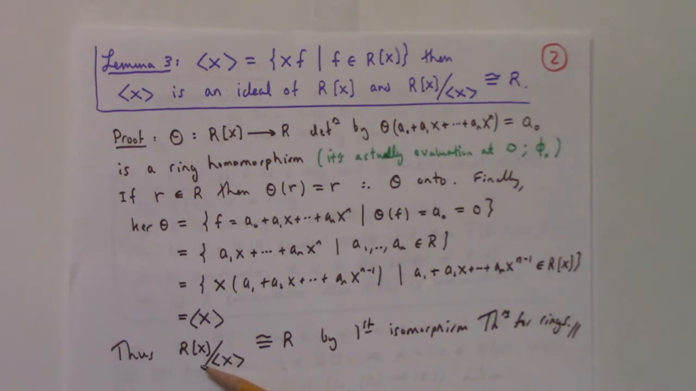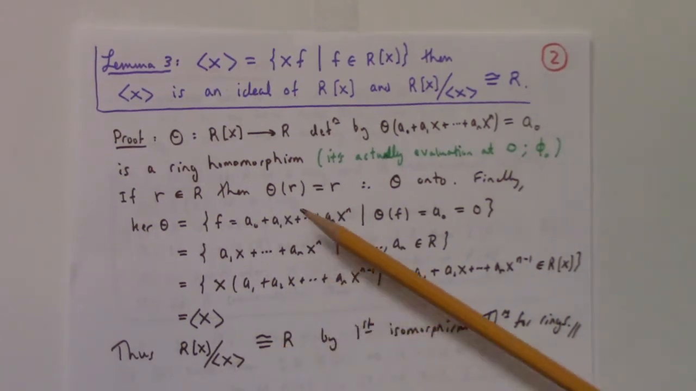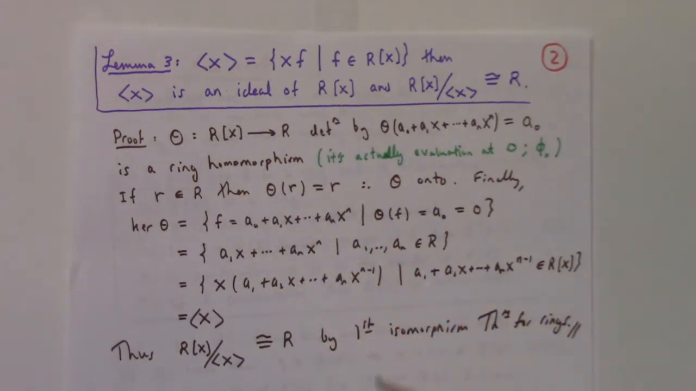And finally, the first isomorphism theorem gives me that polynomials mod this ideal is isomorphic to the image, which is the whole thing since it's onto. So that's lemma 3, which is neat.